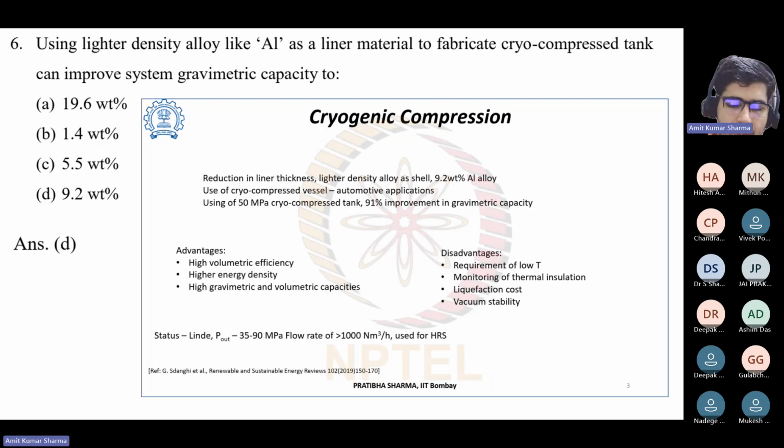What is the gravimetric capacity? Anybody? Think about it.